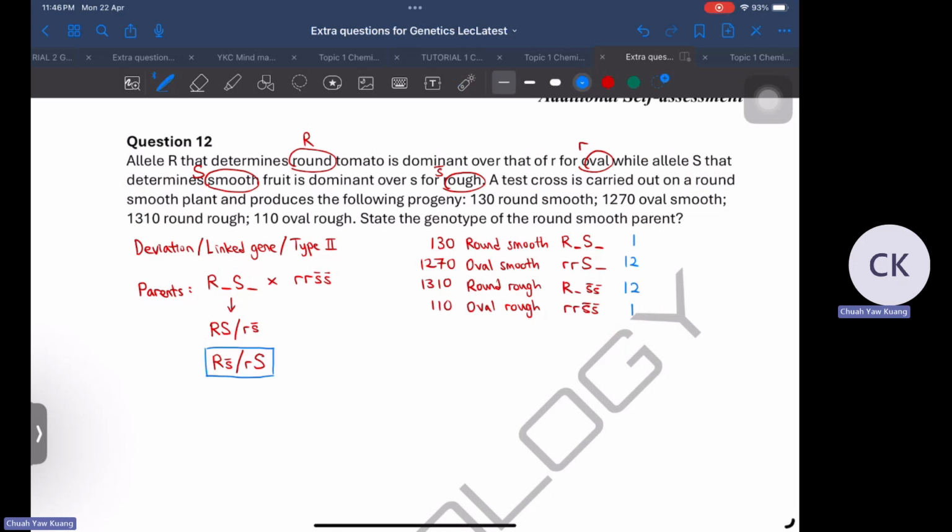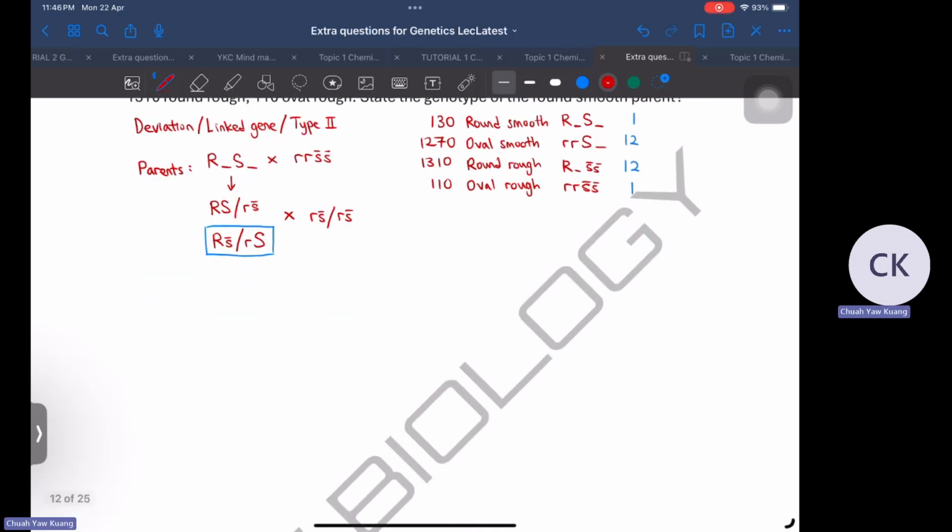Then next, we will cross with the homozygous recessive individual because it's a test cross. This one is very simple to write. Now we assume that this is a linked gene, so we have to use the second method. In the second method, we now have the parent genotype already. Next we can figure out what the possible gametes are here.